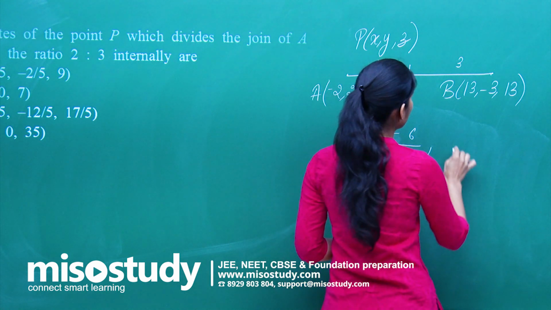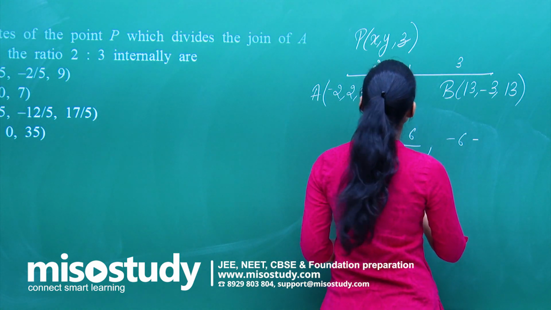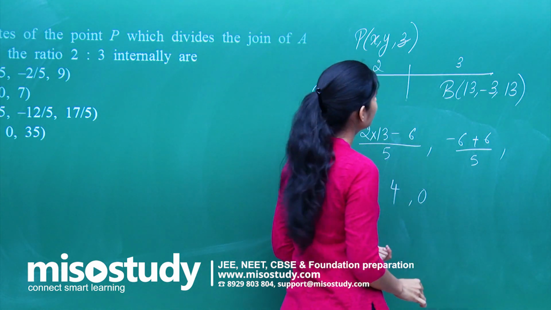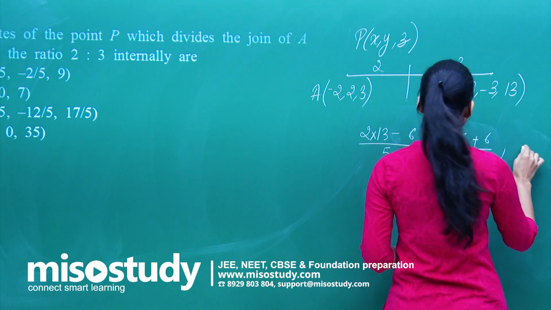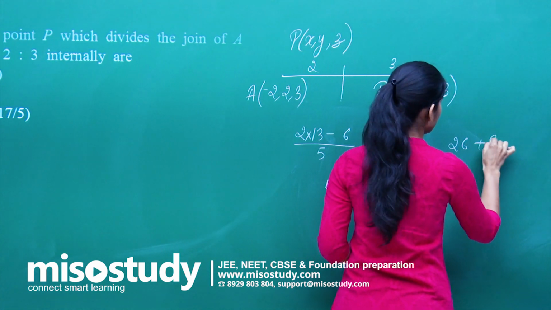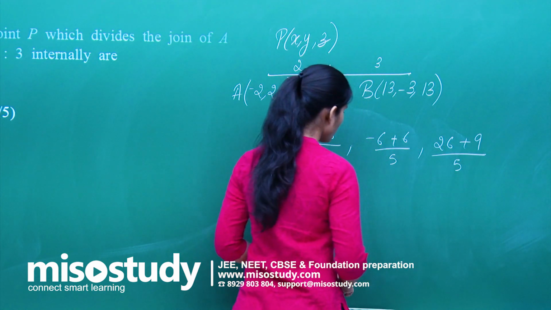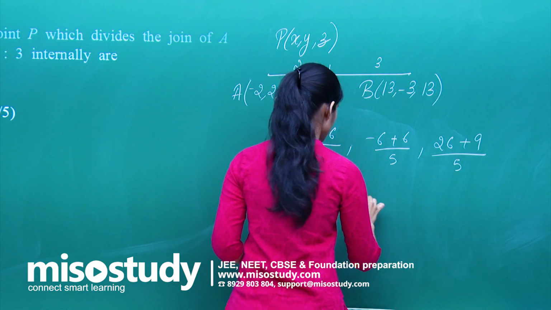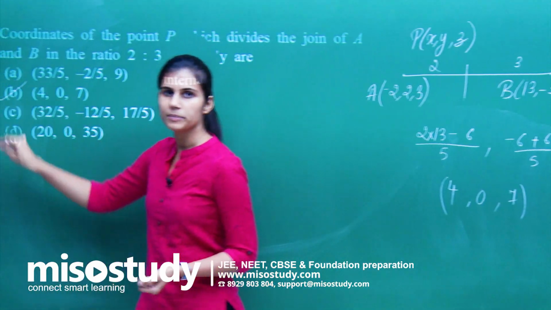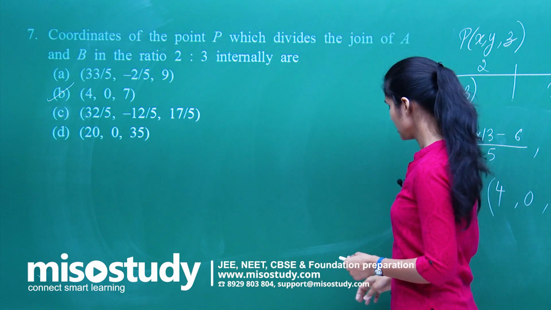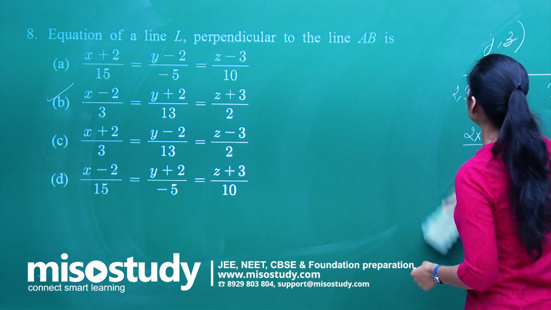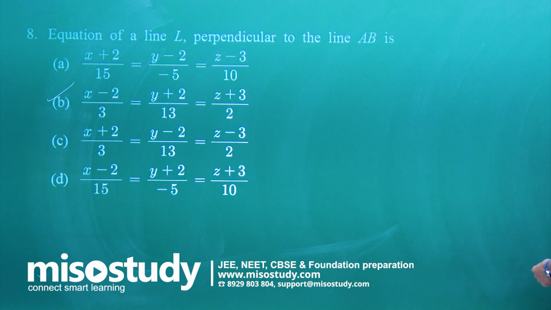Then you have 2 into minus 3 plus 3 into 2 upon 5. So you have 0. And then you have 2 into 13. 13 into 2 is 26. 2 into 13 plus 9 upon 5, which is 35 upon 5, that is 7. So 4, 0, 7, that is option number B is the correct one. Next we have what? We have equation of line L perpendicular to AB. So let's see what we have.